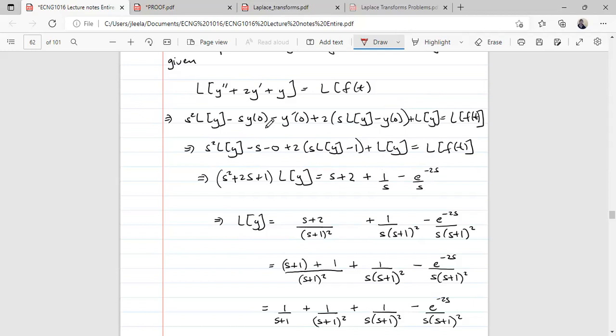And then you factor the Laplace of y on the left hand side, and you'll get s squared plus 2s plus 1. So you divide all the terms on the right now by s squared plus 2s plus 1. So you'll get s plus 2 over s plus 1 squared, you'll get 1 over s into s plus 1 squared, and you'll get e to the minus 2s over s into s plus 1 squared.